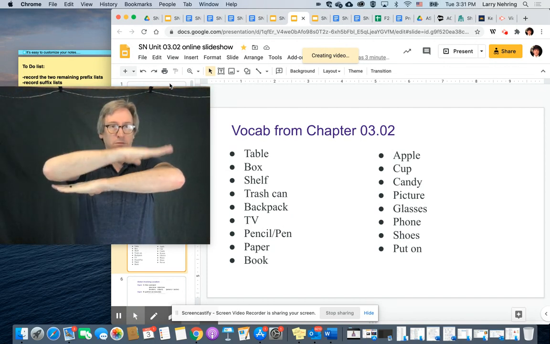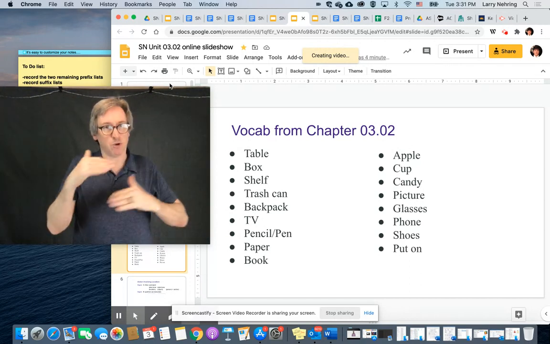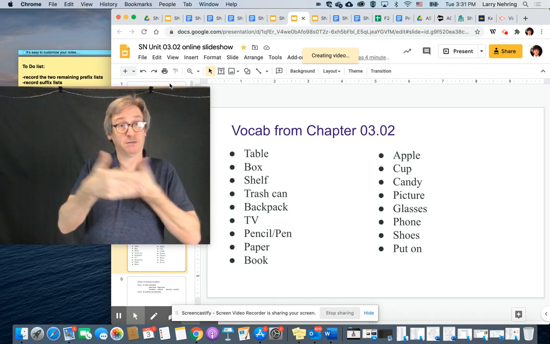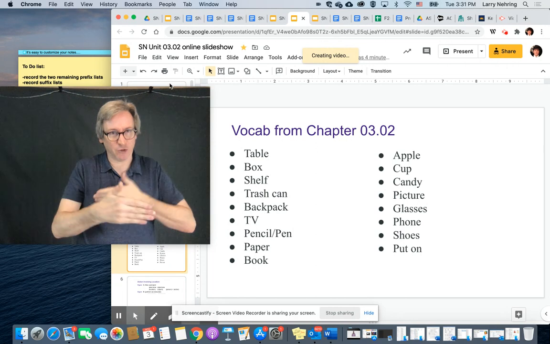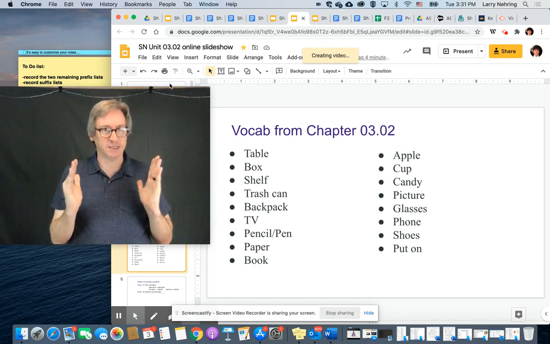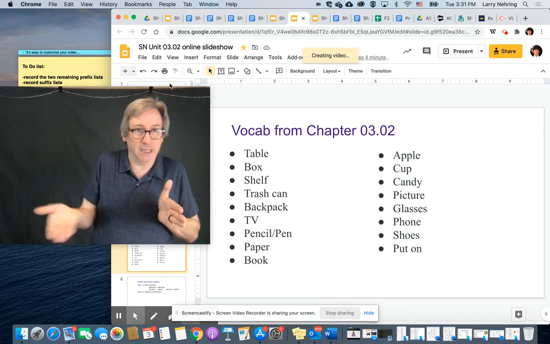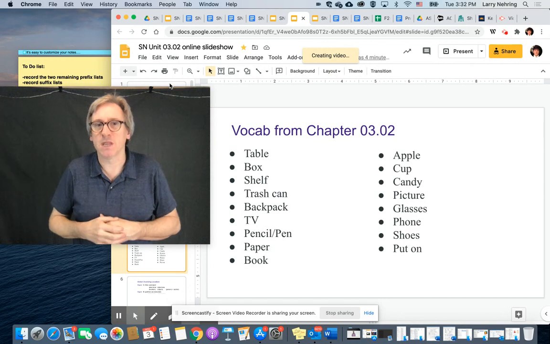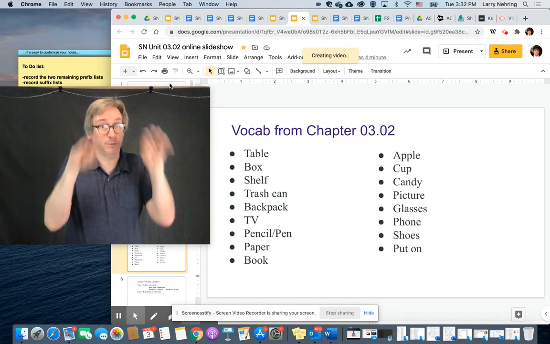We have table, box. Box can be this or box can be this. A room is a box. So room, box, box. Oftentimes it depends on if you're going to put something in the box, you wouldn't sign it this way. I'd sign it this way, open, put something in, close. So it depends on how you're going to manipulate that. Shelf could be one shelf, could be a low shelf, could be many shelves.